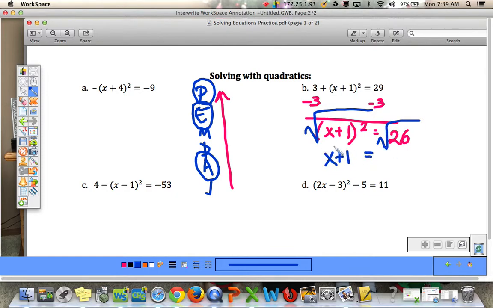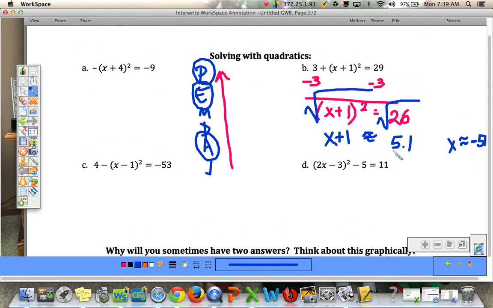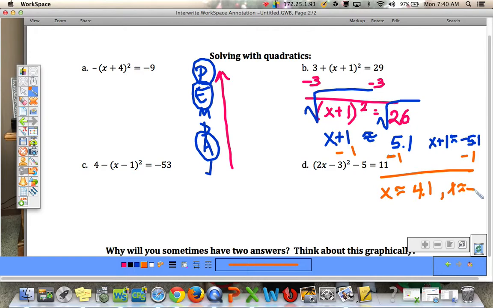So you have x plus 1 equals, and the square root of 26 is a decimal. Calculate that. It's about 5.1. So I'm going to put about 5.1. And again, we have two answers here. x plus 1 is about 5.1, x plus 1 is about -5.1, because again, if we square each of those, we'll get 26. And last step, we will subtract 1 from each side. So x is about 4.1, and x is about -6.1. So again, two answers, and you could plug in and check.